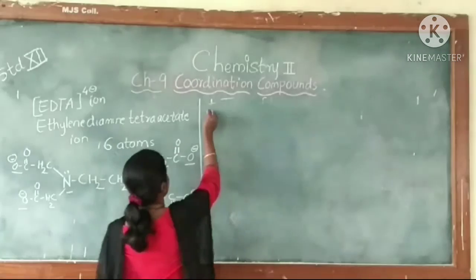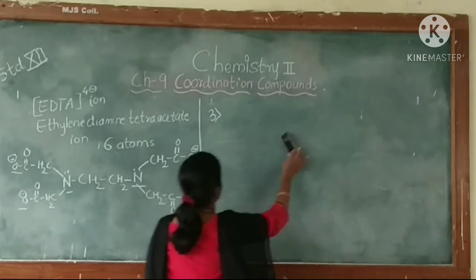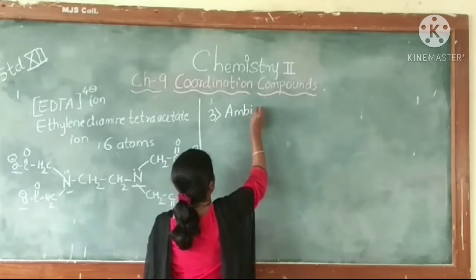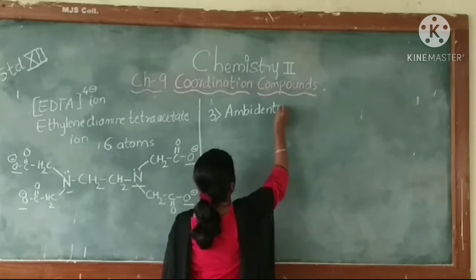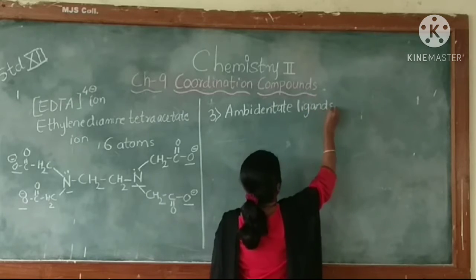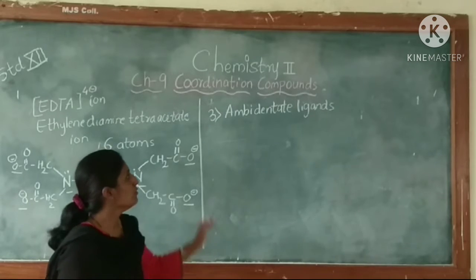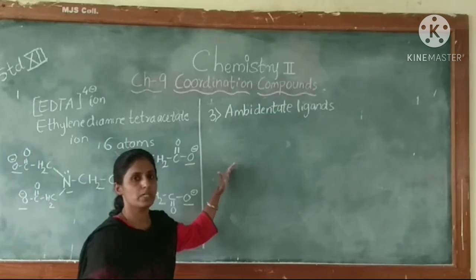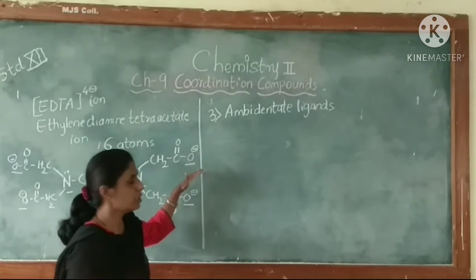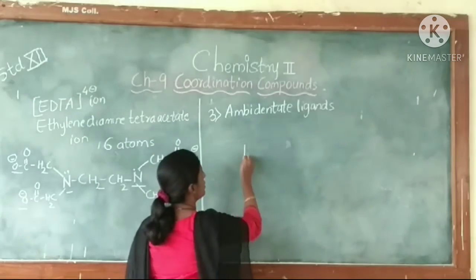The third type of ligand is ambidentate ligands. Now what are ambidentate ligands? What do you understand from the name ambidentate? Ambidentate ligands are those ligands which have two atoms which can donate electrons, but they use a single donor atom at a time. Let's understand it with the help of an example.